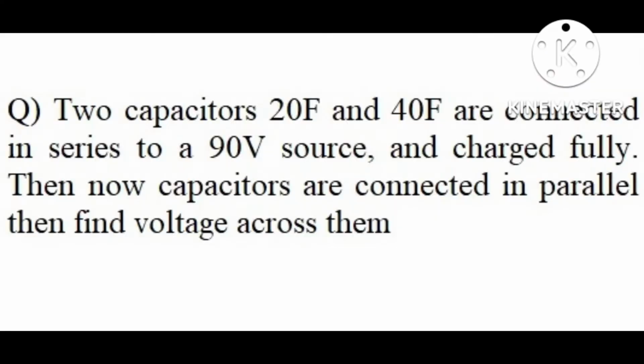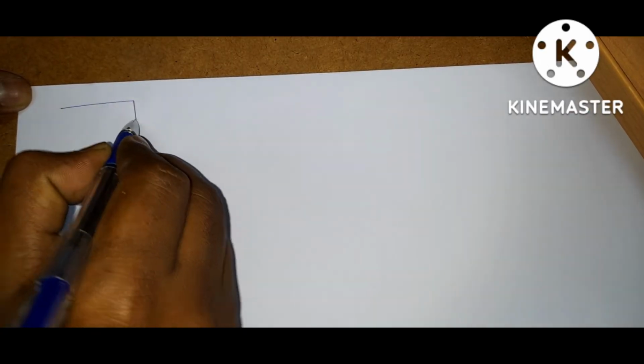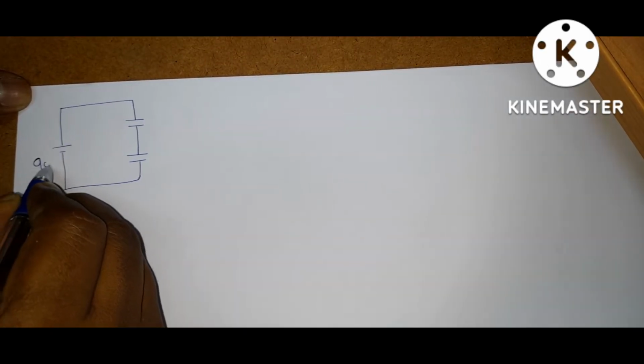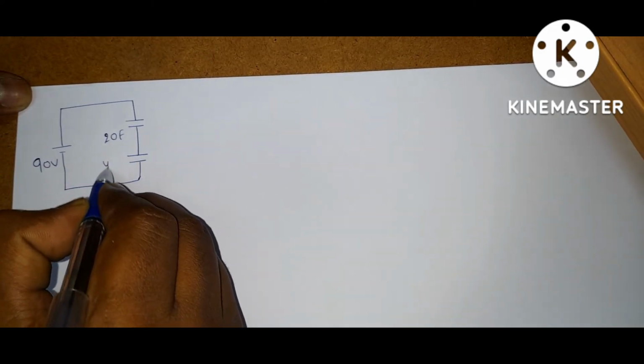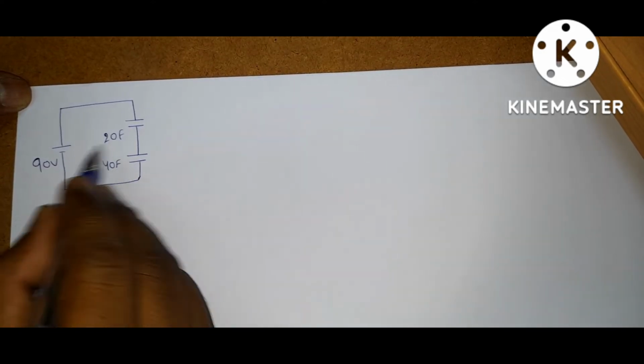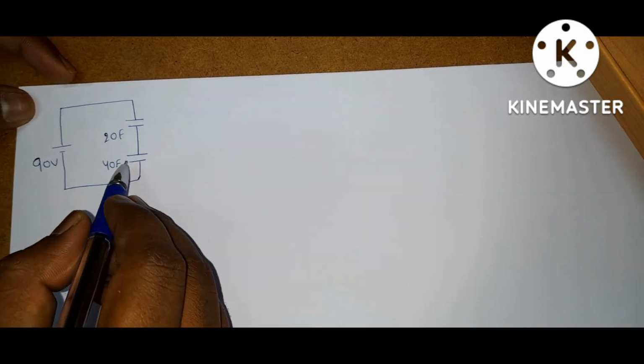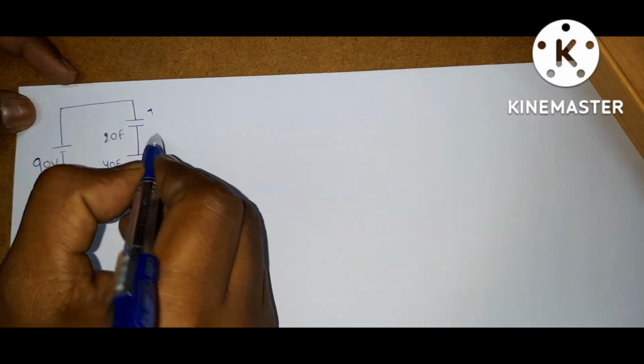Next question is: two capacitors, 20 farad and 40 farad, are connected in series to a 90 volt source and charged fully. Then the capacitors are connected in parallel. Find the voltage across them. Two capacitors are connected in series. This is the 90 volt source and here it is 20 farads, here it is 40 farads, and fully charged. If these two capacitors are fully charged, what is the voltage across them?